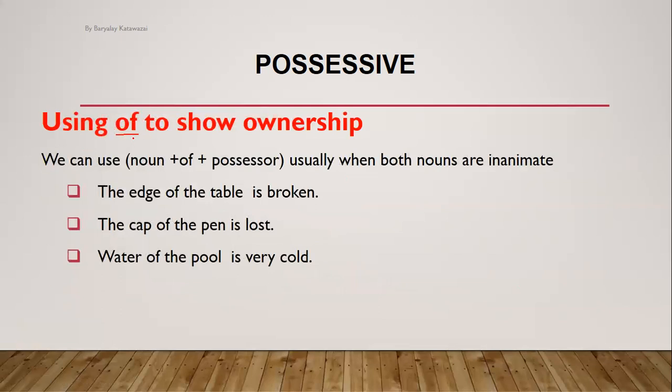Using of to show ownership. We can use noun of plus possessive: the noun is the possession, we add of, and then add the possessor, the owner. Usually this is used when both nouns are inanimate. That is, if both the possessor and the possession are inanimate, meaning non-human, then we use of instead of apostrophe s.